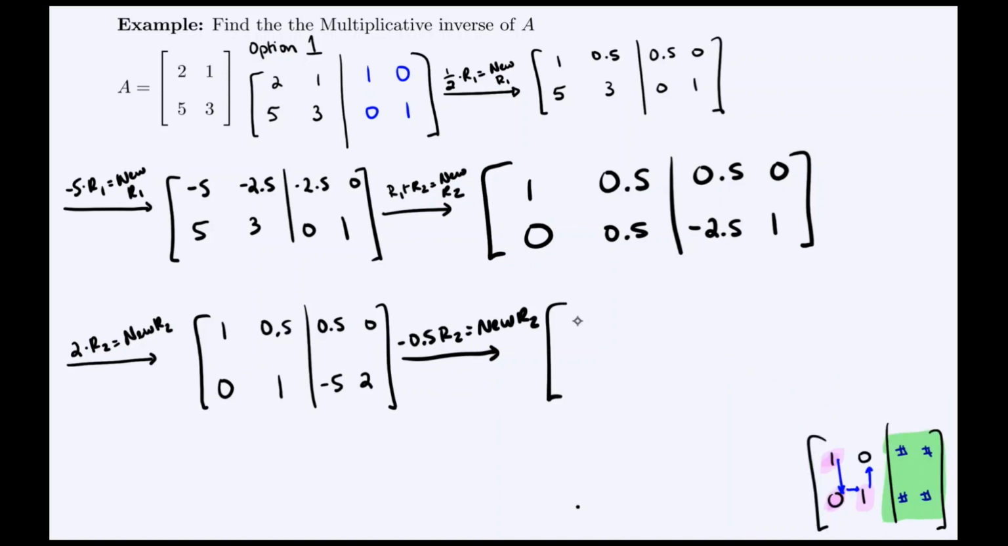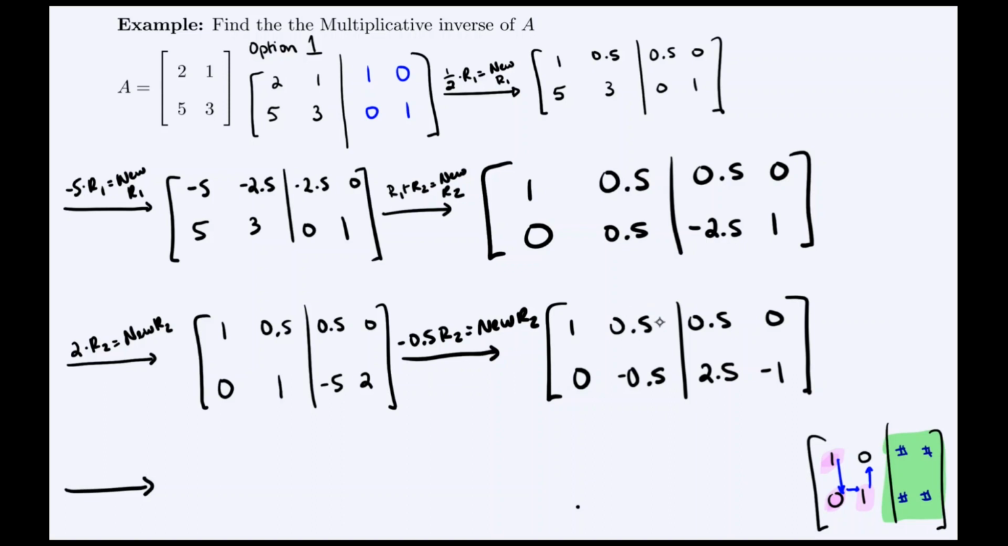And we would get 0 times negative 0.5 is still 0. 1 times negative 0.5 is negative 0.5. Negative 0.5 times negative 5 is a positive 2.5. Negative 0.5 times 2 is a negative 1. And then we leave the other one unchanged. And at this point, our goal was to get the 0 here. So we add row 1 plus row 2. And that's going to be the new row 1.